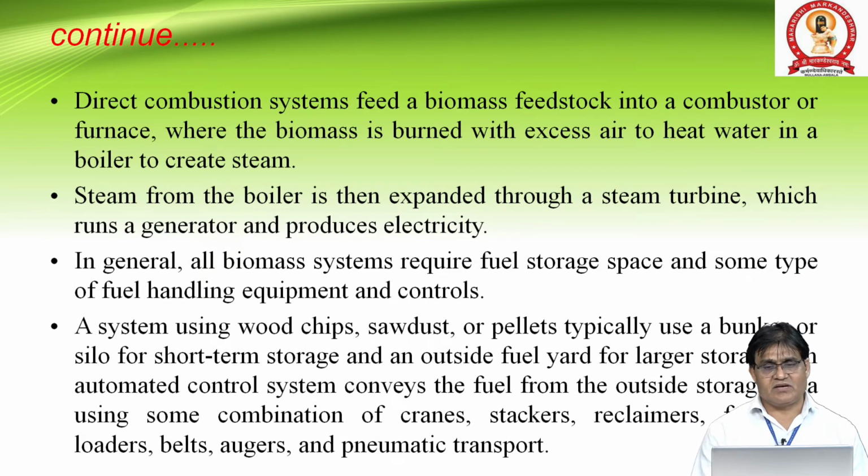Direct combustion systems feed a biomass feedstock into the combustor or furnace where the biomass is burned with excess air to heat water in the boiler to create steam. Steam from the boiler is then expanded through a steam turbine connected to a generator to produce electricity. In general, all biomass systems require fuel storage space and some type of fuel handling equipment and control. A system using wood chips, sawdust or pellets typically uses a bunker or silo for short-term storage and an outside fuel yard for longer storage. An automated control system conveys the fuel from the outside storage area using some combination of cranes, stackers, reclaimers, front-end loaders, bales, augers and pneumatic transport.